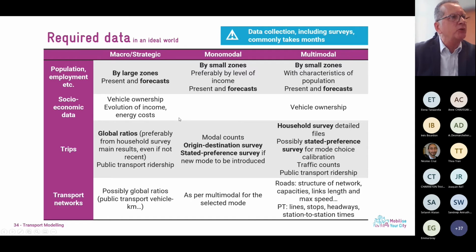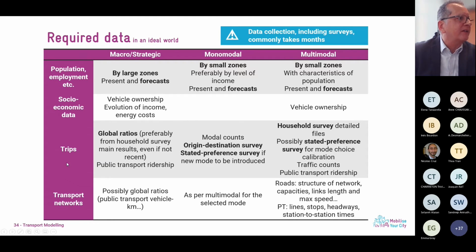Socioeconomic data, potentially many data could be useful. In the strategic approach, you will try to use big zones, a simplified vision of things, but you try to include many factors: vehicle ownership, evolutions of income, energy costs, and so on. In the multimodal approach, vehicle ownership is certainly the minimum. That does not mean that these data are not useful.